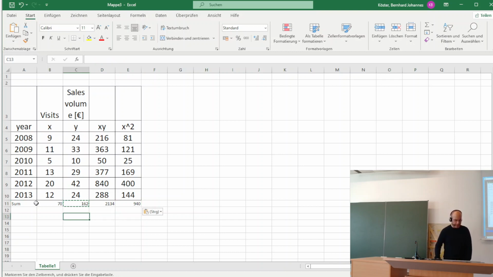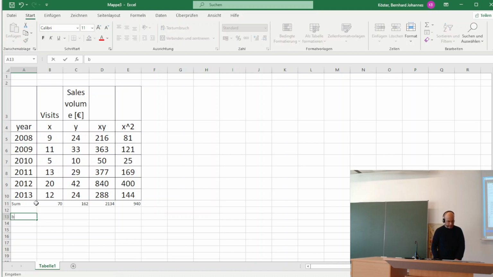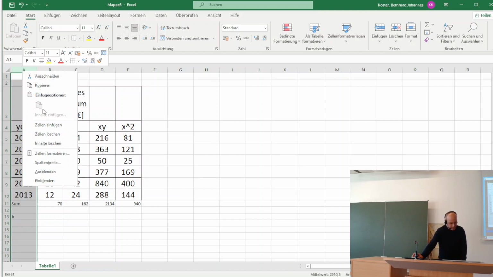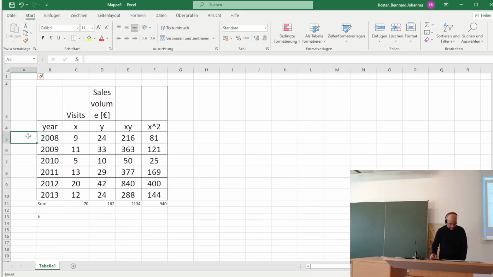Well, and then we remember our slope b equals n. So at first we need also n for this. Let's take here another one. So how many data points do we have? Of course, we see that it is 6, but you can also have a time series with much more data. So let's just count this. So this is then n.